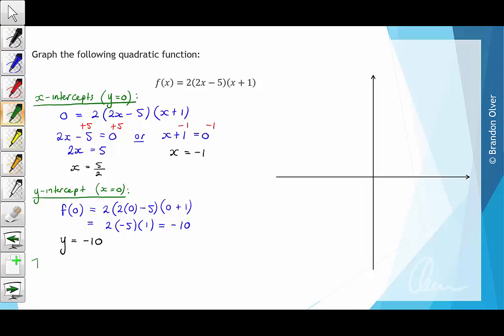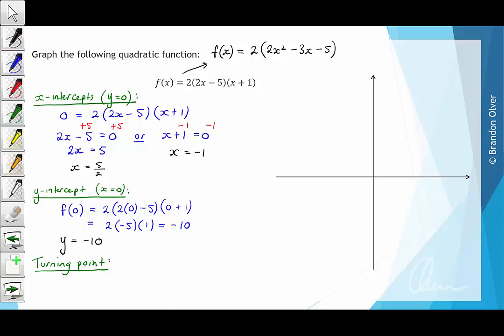Finally, we need to find the turning point. We can do this several ways. We could complete the square, which is what we're going to demonstrate in this video. So we can also write f of x once it is expanded. If we expand this, we get f of x is 2 times (2x squared minus 5x plus 2x, so minus 3x, and then minus 5 as the final expansion of those two brackets).